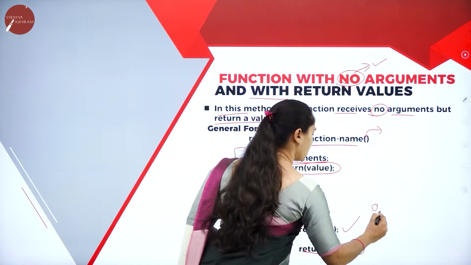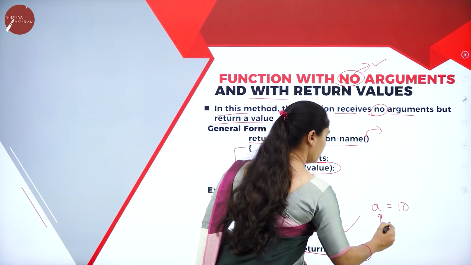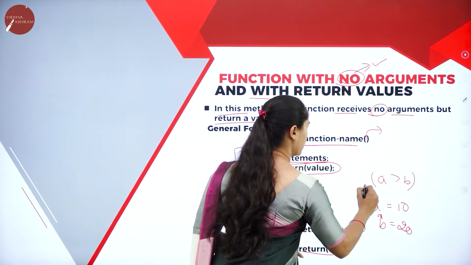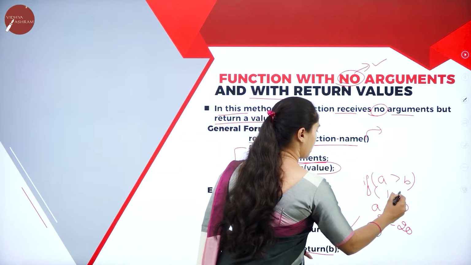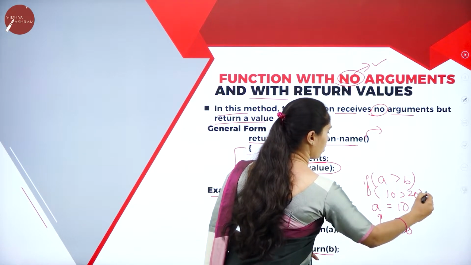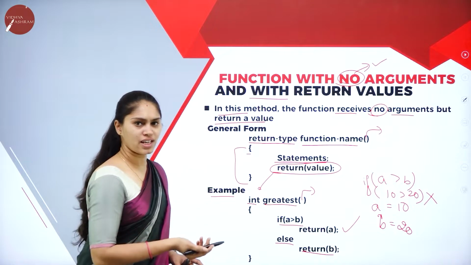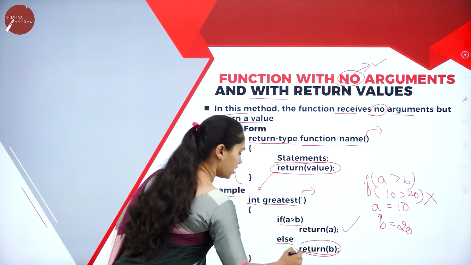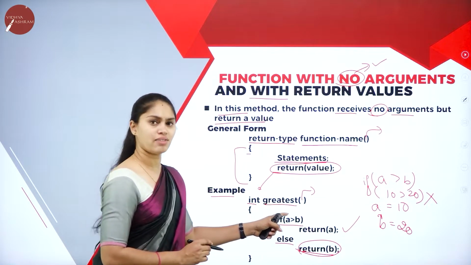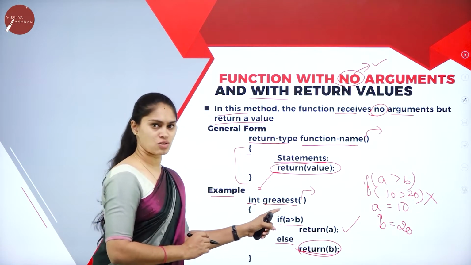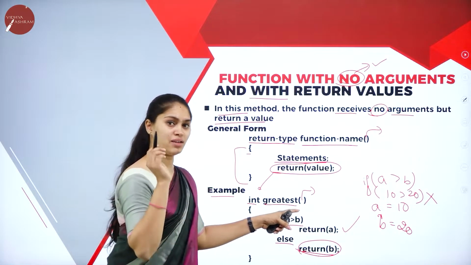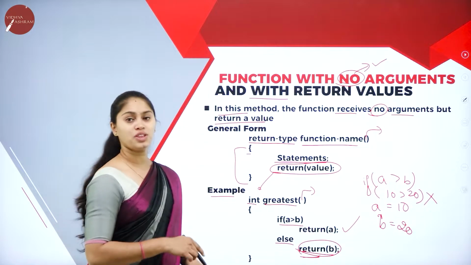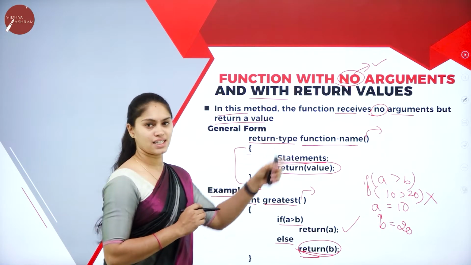For example, if I am taking A equal to 10 and B equal to 20, at that time I will check if A is greater than B. So what will it become? 10 is greater than 20, either true or false? It will become false. 10 is not greater than 20. At that time the else part will execute, that is return of B. Then it will return the value B as the greatest value. It is not taking any argument, but it is returning some value back to the function. That is the function with no arguments and with return values.